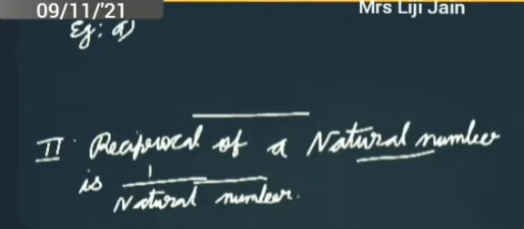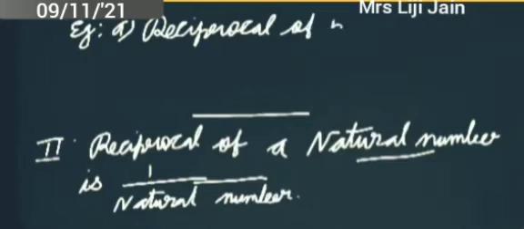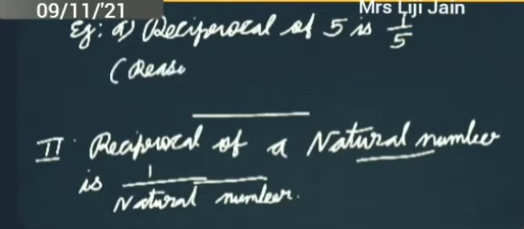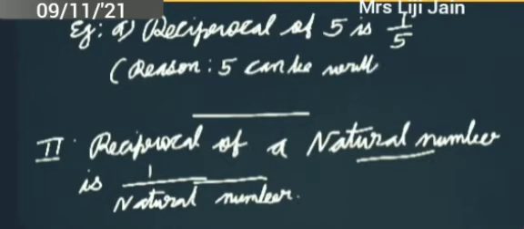Example A. The reciprocal of 5 is, what is the answer? Yes, 1/5. Why? 5 can be written as 5/1. So the reciprocal of 5 is 1/5. Reason: 5 can be written as 5 by 1. So the reciprocal of 5 by 1, or 5, is 1 by 5.